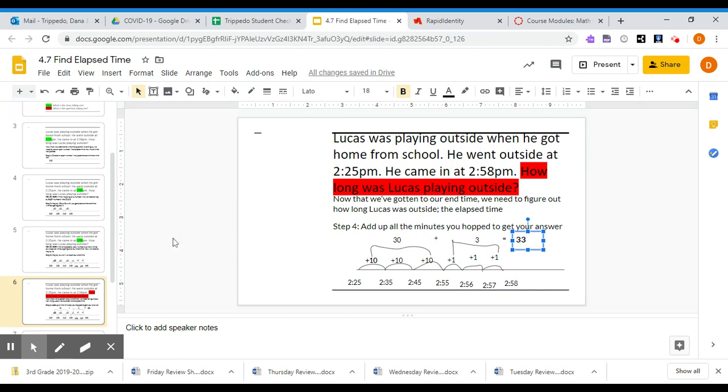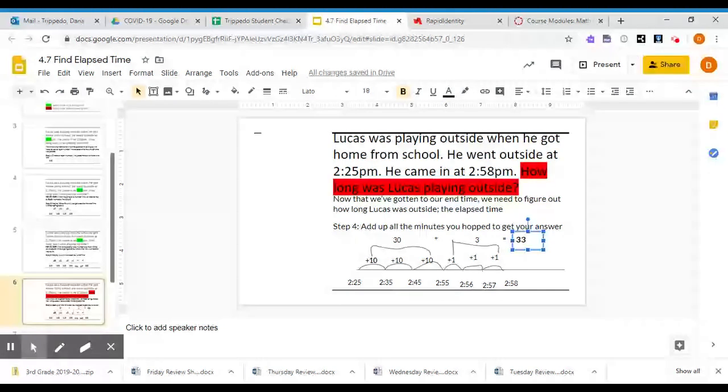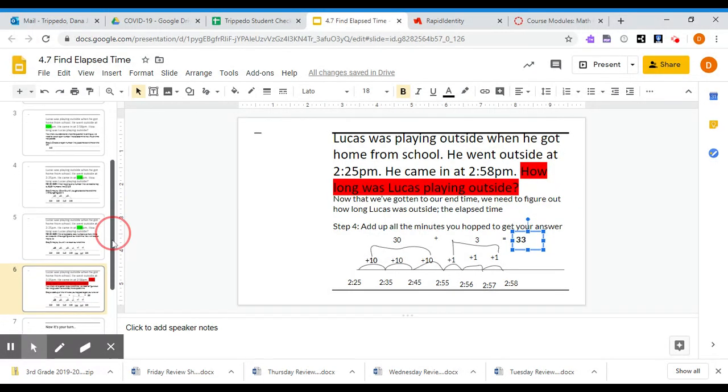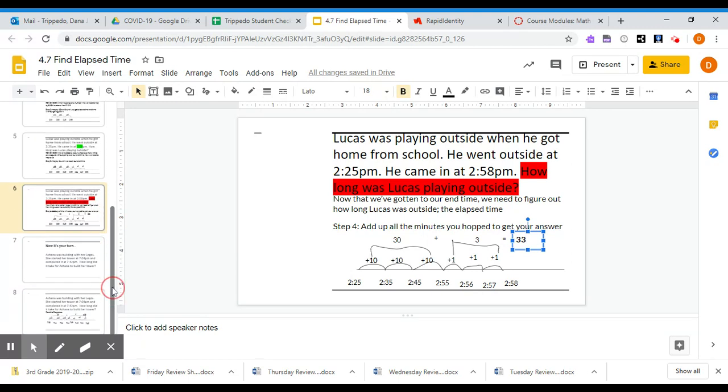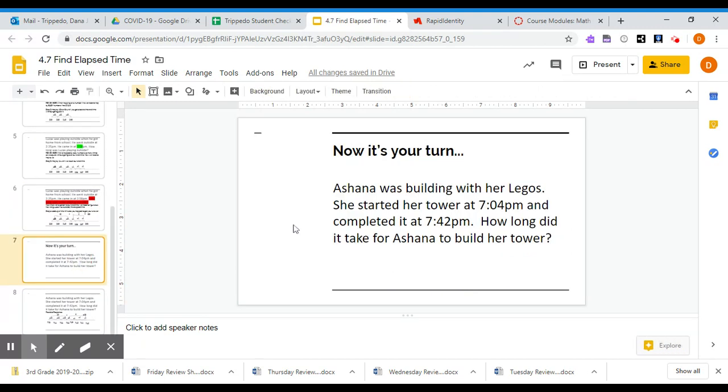Okay? So 4 pretty easy steps, very similar to the other 2 types of time problems that we've been working with. So now I'd like you to try one on your own here. So Ashana was building with her Legos. She started her tower at 7:04 p.m. and completed it at 7:42. How long did it take Ashana to build her tower?